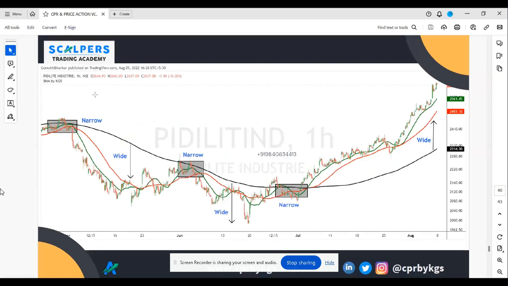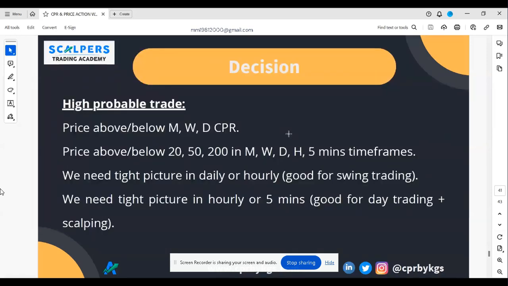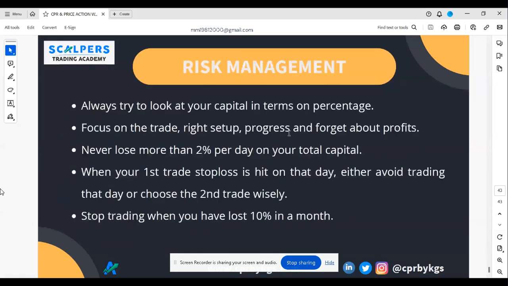But every time the move will not be smooth. Sometimes there will be a zigzag structure also. So give more time for the candles in that case, and then you plan your trade. So high probable trade, low probable trade, already we have discussed. Okay. This also I have discussed.